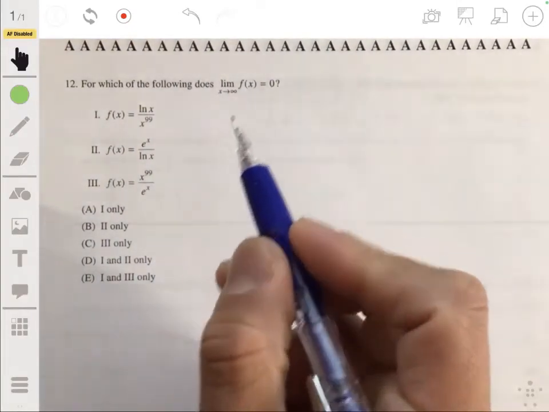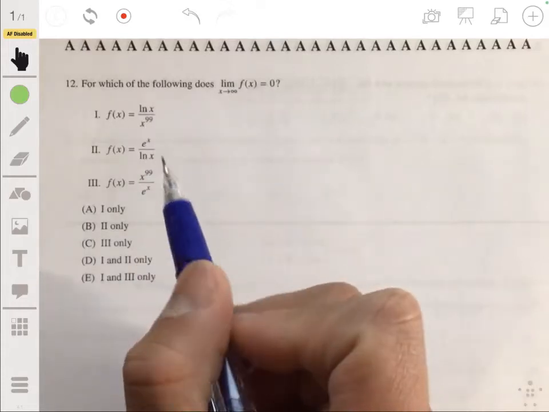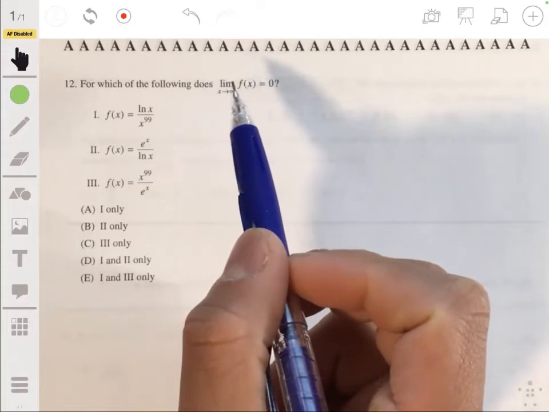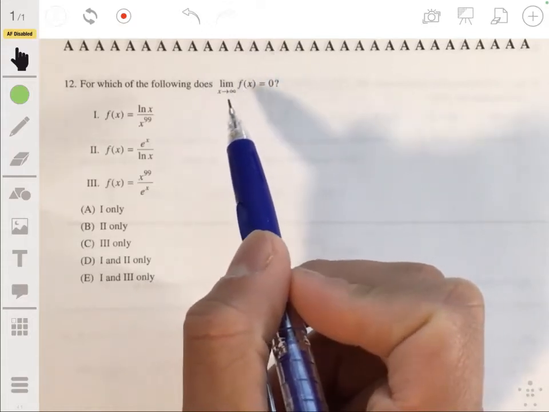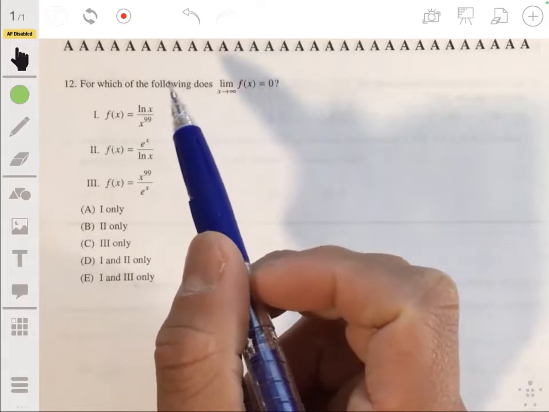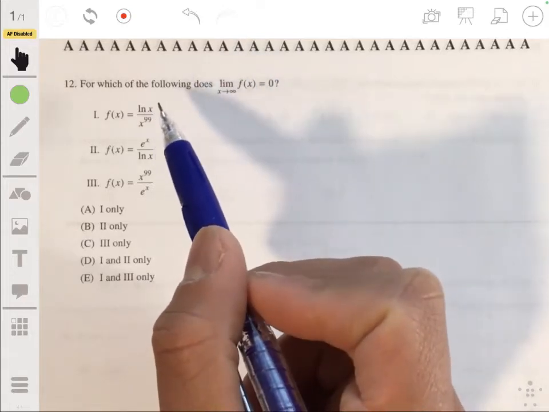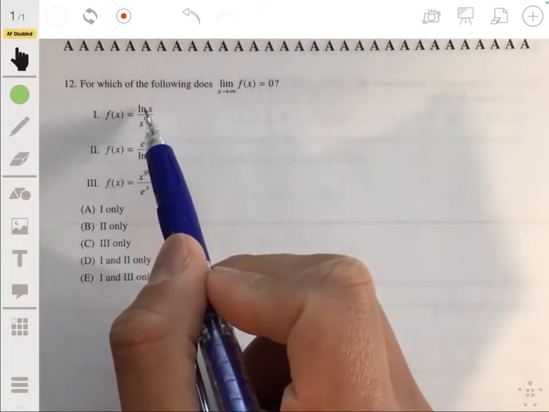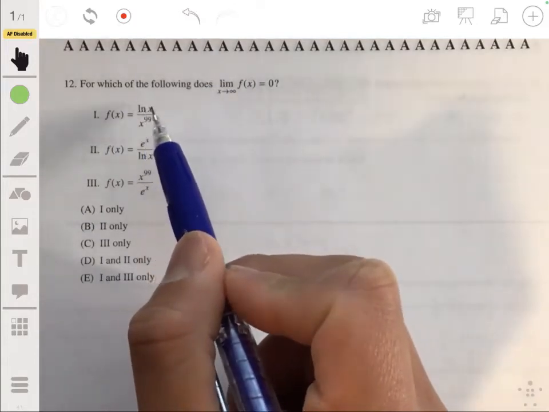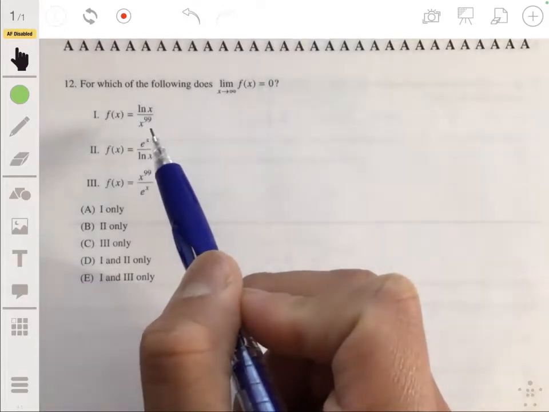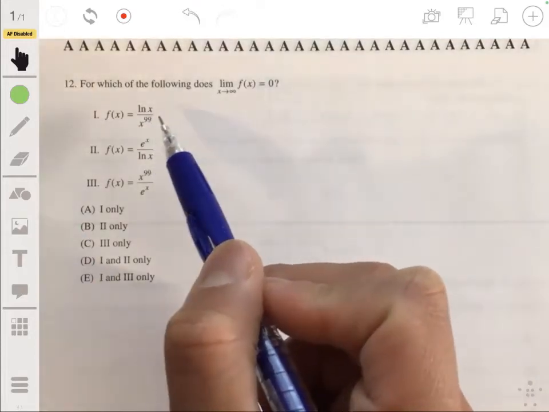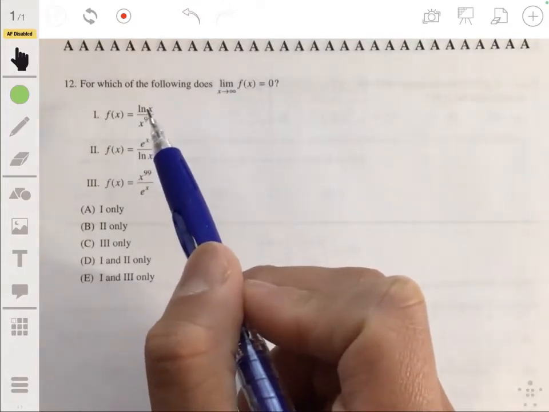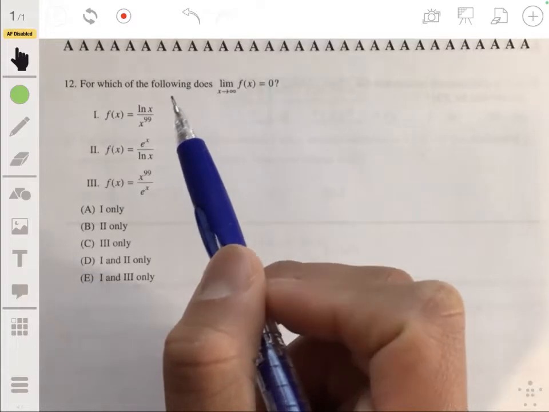Okay, so in this problem, we're asked which of these functions will equal zero when you take the limit of the function as x approaches infinity. So essentially, you want to see which of these functions will have the numerator become very, very small when compared to the denominator. So then essentially, the numerator will be so small compared to the denominator that we can just say it's zero.